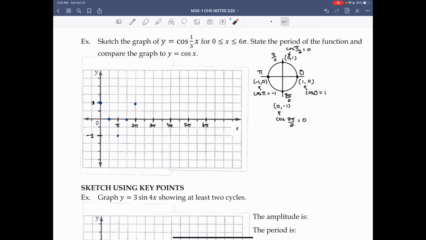When the angle equals 0, cos is 1. When the angle is pi over 2, cos is 0. When the angle is pi, cos is -1. When the angle is 3 pi over 2, cos is 0. And when the angle is 2 pi, cos is back to being 1. We can connect those points. This would give us one full cycle, and then it just continues.